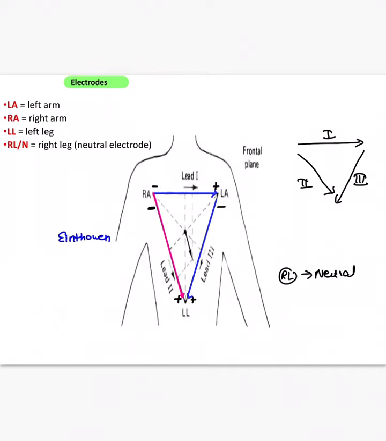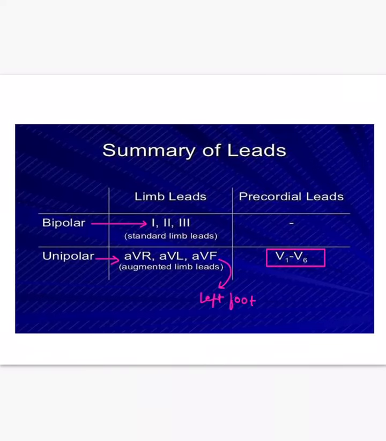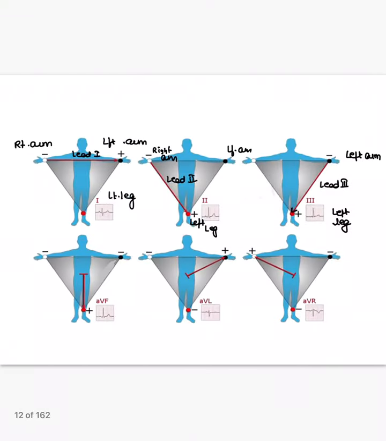If you recall your vectors, if two leads are moving in the same direction, 1 plus 3 will be equal to 2. This was according to your vectors. We have already talked about the leads: the bipolar leads are 1, 2 and 3, and the unipolar augmented leads are AVR, AVL and AVF. So this is basically how the ECG works. This is the 1, 2 and 3 lead, and this is AVR, AVL and AVF.